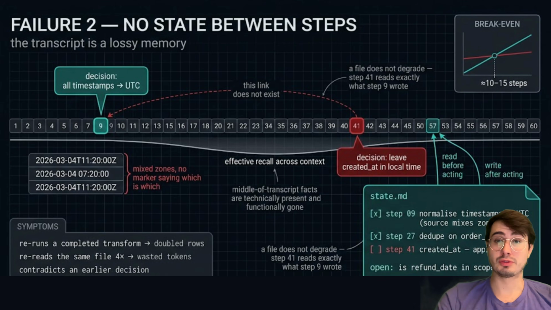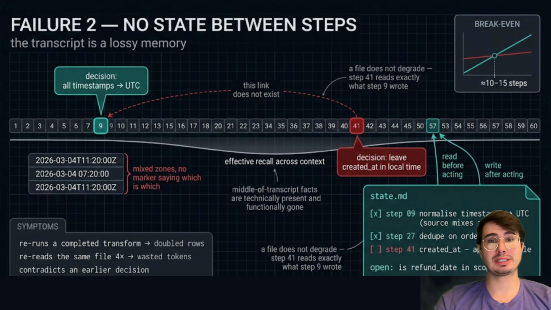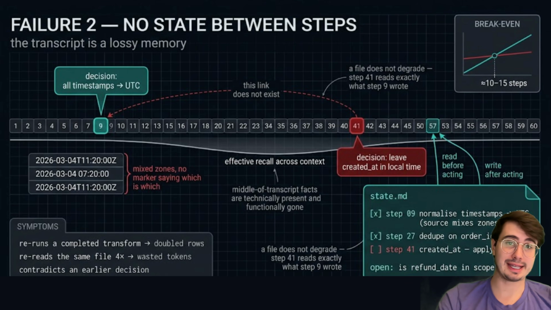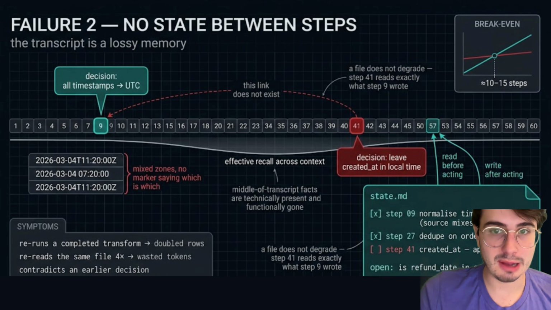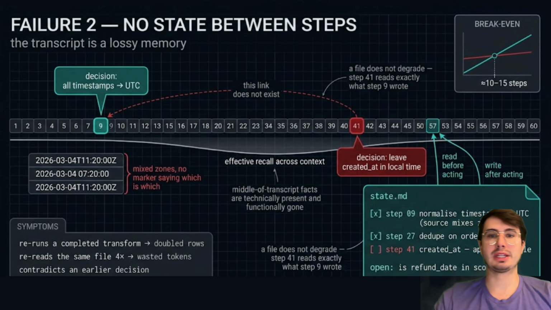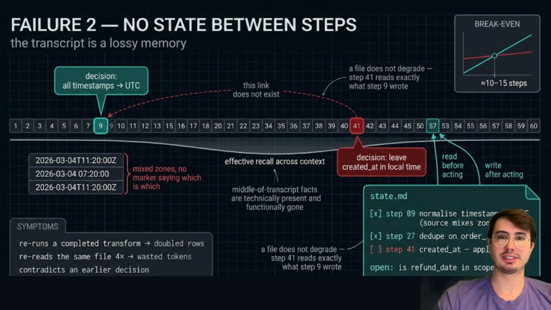And this will feel like overhead, but it isn't, right? On a short task, maybe it's pure cost, but on a long task, it's going to be the difference between a job that finishes and a job that produces a subtly corrupted output. So the break even is going to be lower than you expect also, like around 10 to 15 steps.